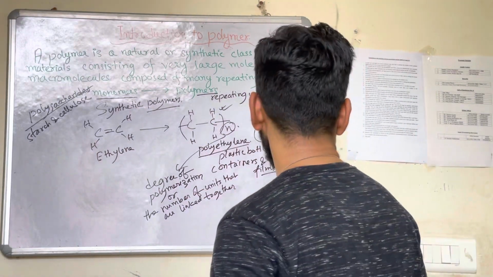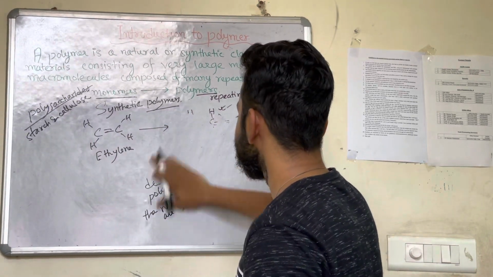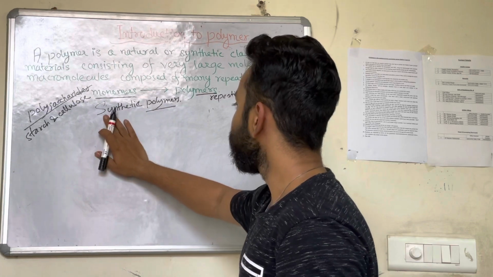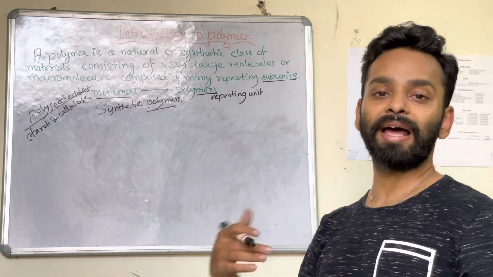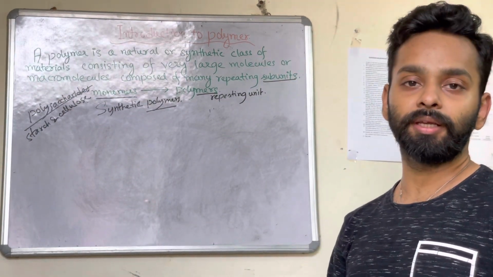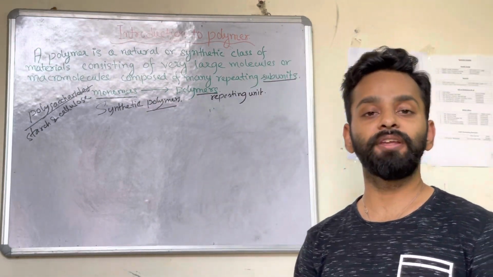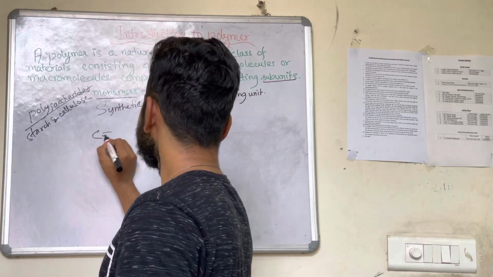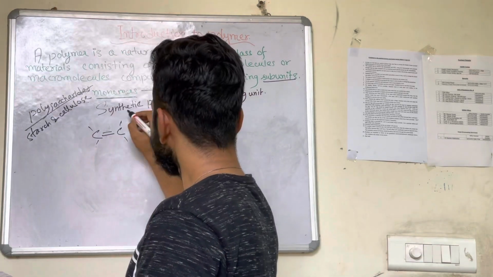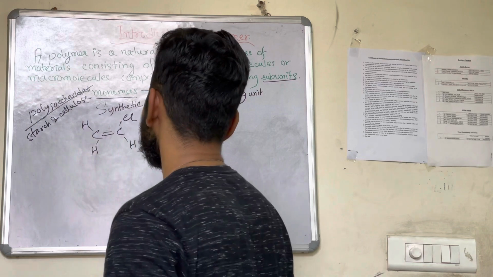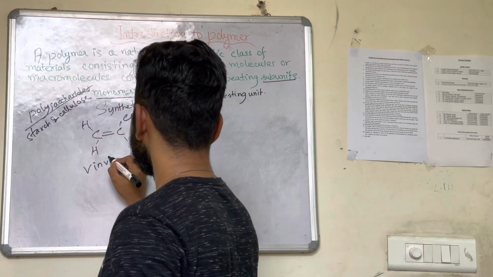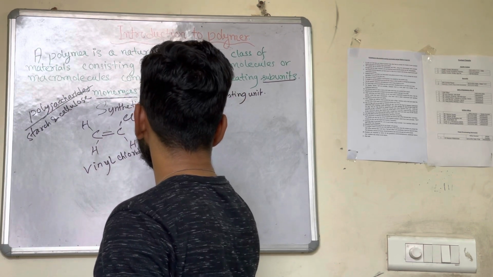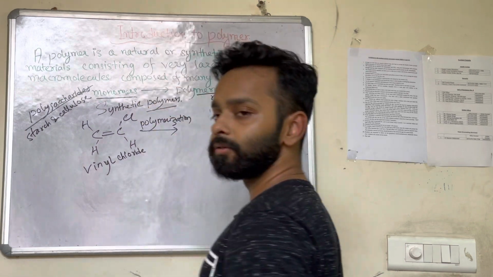Coming to another example of a synthetic polymer, it is polyvinyl chloride or PVC, one of the most used plastic materials which we use frequently in our day-to-day applications. The monomer for polyvinyl chloride is the vinyl chloride moiety. Vinyl chloride is represented as C double bond C, one chlorine group and the remaining hydrogen. So this is vinyl chloride. After polymerization, it gives rise to polyvinyl chloride.